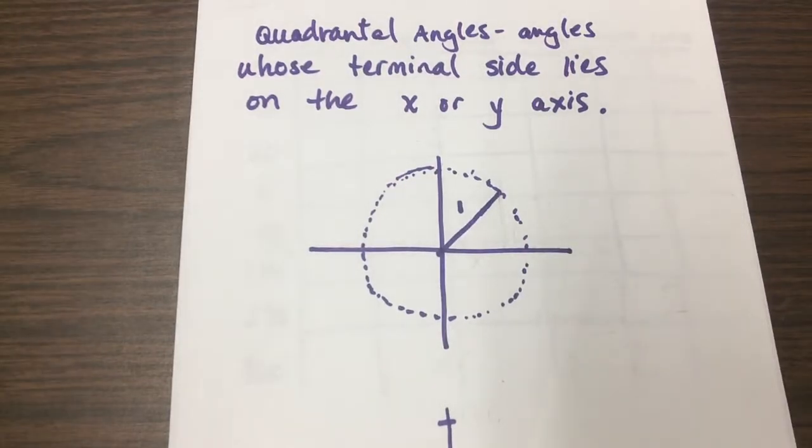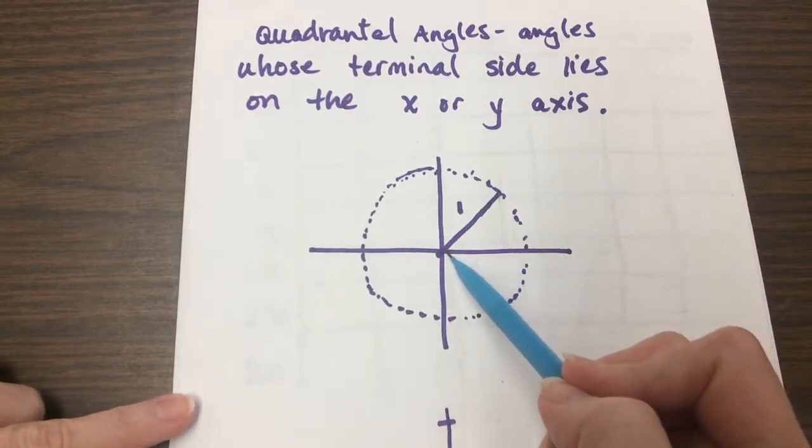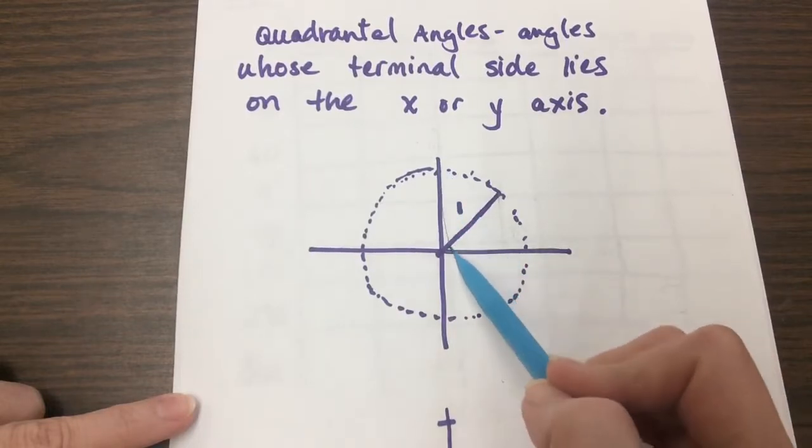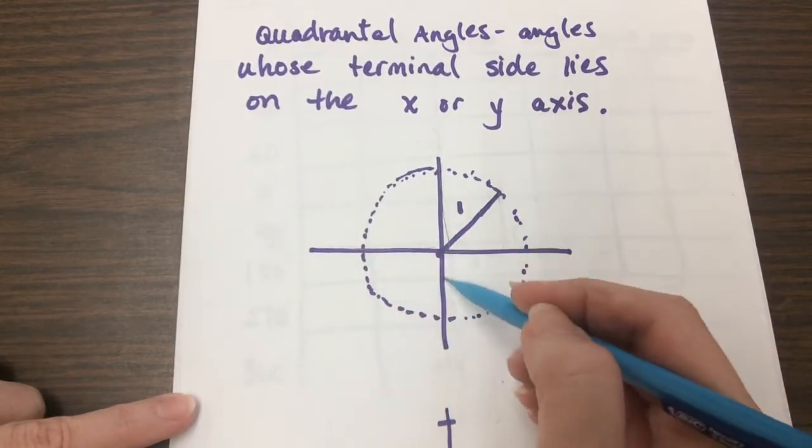Quadrantal angles, even though I don't do it at this point in my regular class. Since it's an online class, I'm going to go ahead and give you the definition and set up the chart. So a quadrantal angle is just an angle whose terminal side lies on the x or y axis. So we're talking about an angle whose end or terminal side is there, there, there, or there.